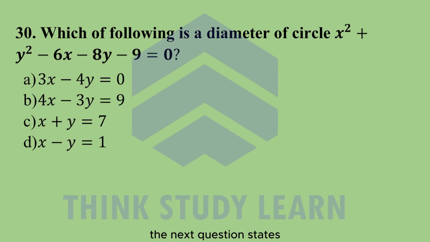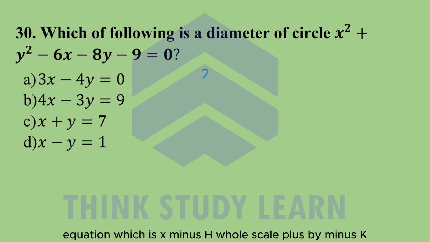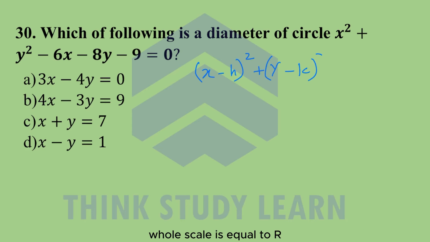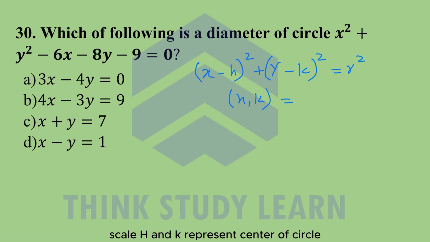The next question states: which of the following options is a diameter of the circle with equation x square plus y square minus 6x minus 8y minus 9 is equal to 0? So first we will write this equation into the standard form of a circle equation, which is x minus h whole square plus y minus k whole square is equal to r square. h and k represent the center of the circle and r is the radius of the circle.